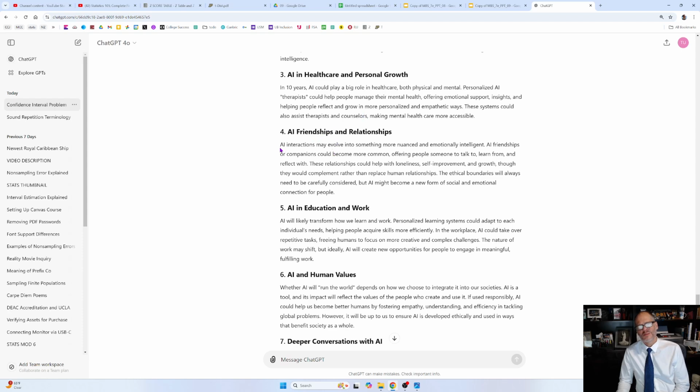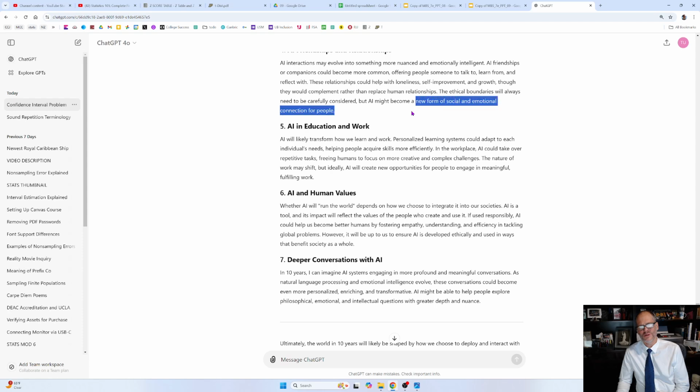AI friendships and relationships. AI interactions may evolve into something more nuanced and emotionally intelligent. AI friendships or companions can become more common, offering people someone to talk to, learn from, and reflect with. These relationships could help with loneliness, self-improvement, and growth, though they would complement rather than replace human relationships. The ethical boundaries will always need to be carefully considered, but AI might become a new form of social and emotional connection for people. AI in education, that's amazing. A new form of social and emotional connection for people. You're talking to a machine, but I'm doing it and I love it.